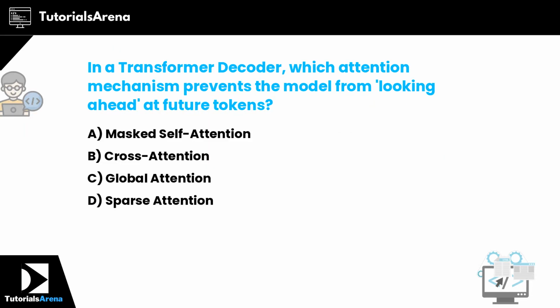In a transformer decoder, which attention mechanism prevents the model from looking ahead at future tokens? The correct answer is option A, masked self-attention.